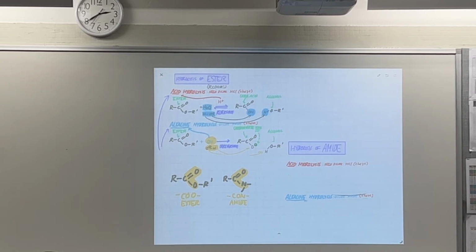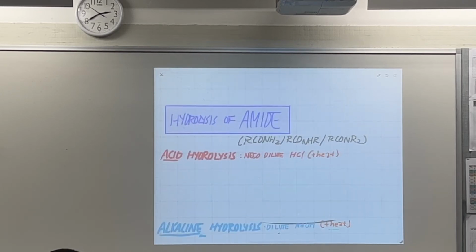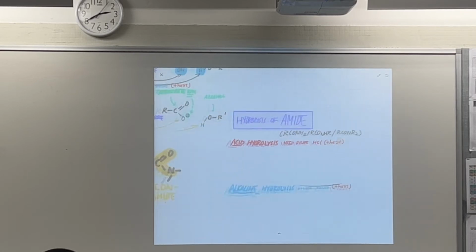So you have RCONH2, or RCONHR', or RCONR'2. So this is to show you that the H's can be unsubstituted, or they can be substituted with one alkyl group, or they can be substituted with two alkyl groups. Doesn't matter, they are all amide. They are all living under the same roof. The roof being amide. Okay, there's not a difference in here.